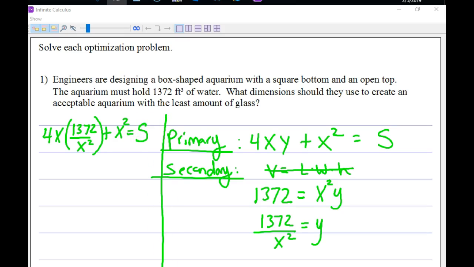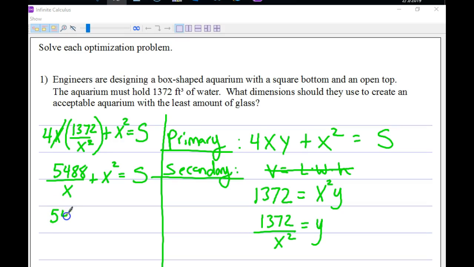Right? So let's go ahead and simplify this. First of all, this x will cancel one of these x's on the bottom. And then we also need to do 4 times 1372, which is 5488 over x. Now that's our primary equation, simplified, and we're going to go ahead and find the derivative.